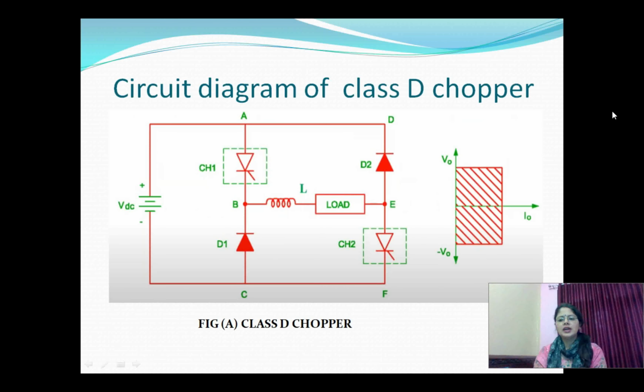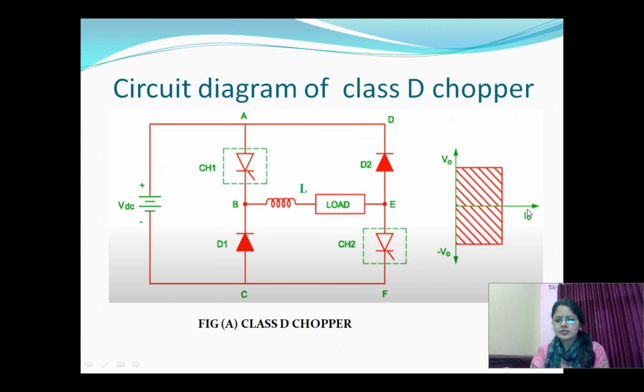That is the circuit diagram of a class D chopper. This is the supply voltage VDC. That is the chopper 1, or we can say switch 1. That is the chopper 2, or we can say switch 2, or the thyristor 2. This is the first diode, denoted by D1. This is the second diode, denoted by D2. That is the inductor, and that is the load.